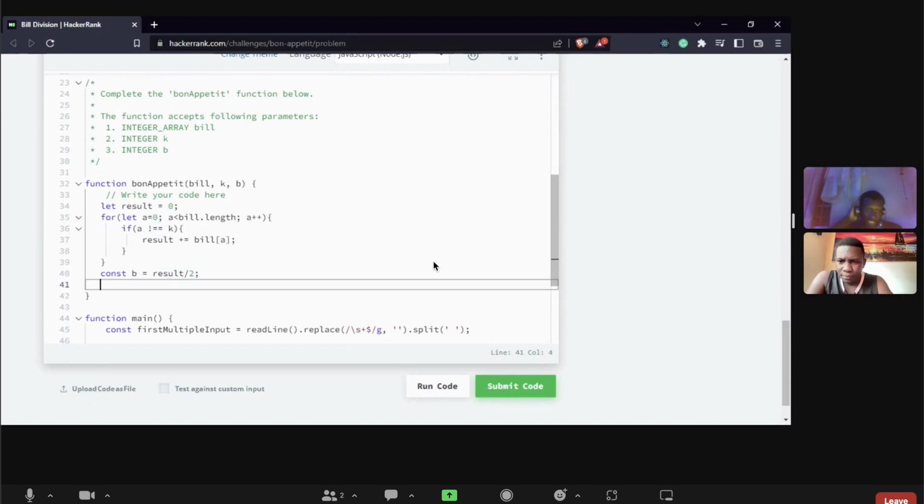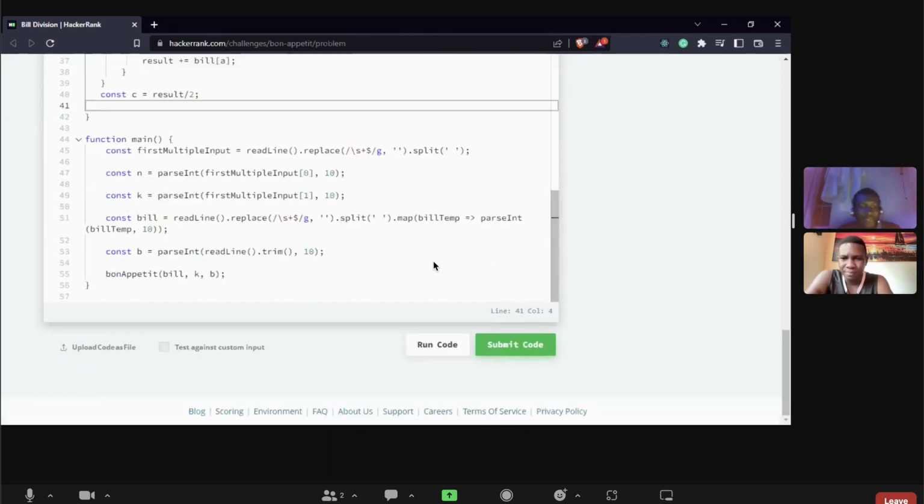And then again, here we have to reason by asking ourselves if the bill is equal to what we are given. Oh, sorry, I can't use B. Let me use another name. Yeah, so if B and our result C match, we return Bon Appetit. If they don't match, of course, we return the value, which is the subtraction.